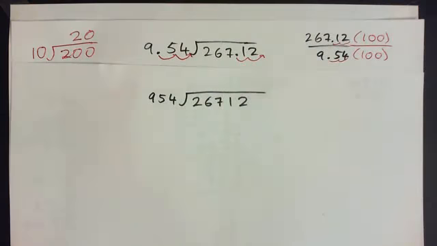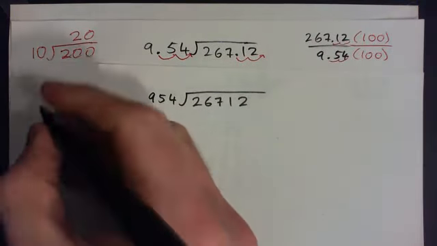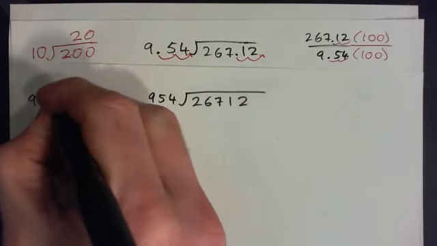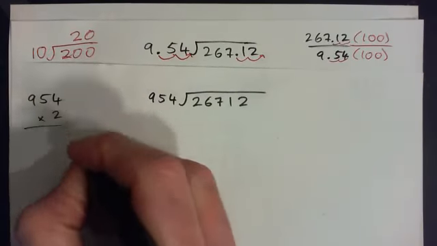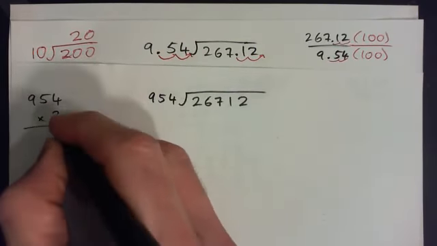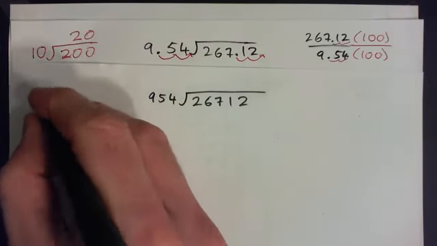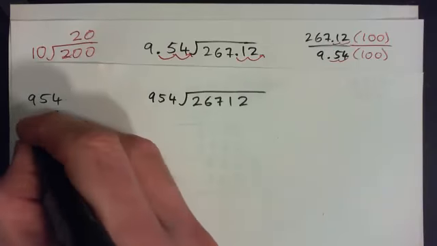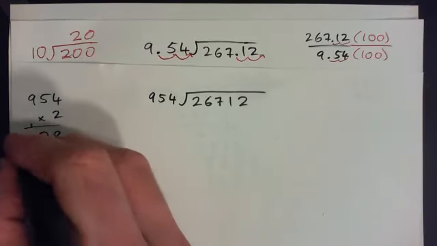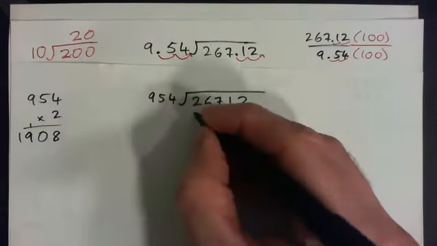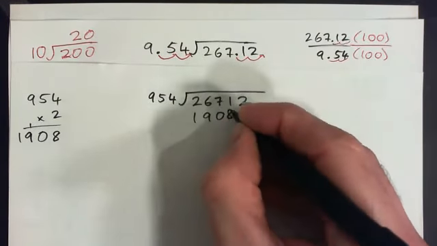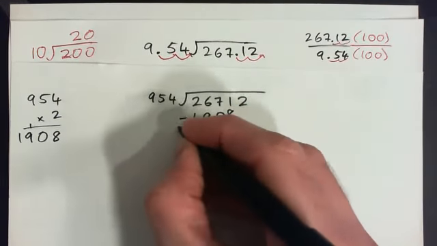And let's see, how many times do we think? How about twice? We'll do 954 times 2. We just take a guess and see how it goes. If it doesn't work, we can always try something else. 2 times 4 is 8. 2 times 5 is 10. Put down 0, carry 1. 2 times 9 is 18 and 1 is 19. So 1908. And now we subtract.